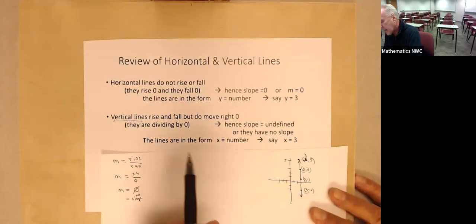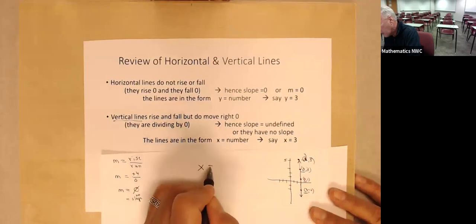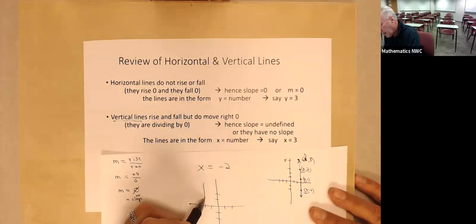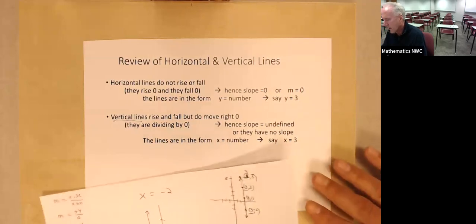To make sure we get that then, if I have x equal to a negative 2, if I wanted to graph that, it would be a vertical line going through a negative 2. Okay?